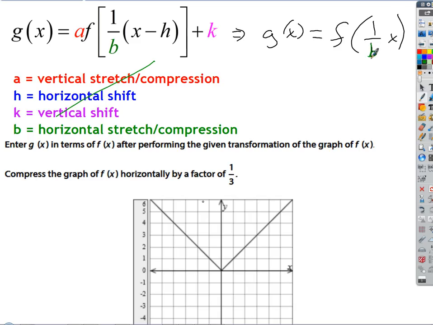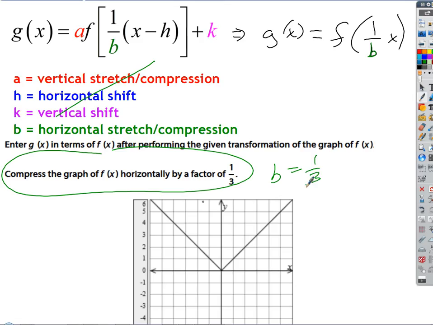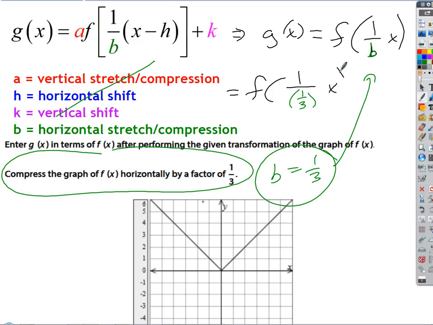Step 2, determine what the value of B needs to be. Not very hard. Compress horizontally by a factor of 1/3. What's that telling us? B equals 1/3, right? Step 3, plug it in. Plug that value in for B. And so we get f of 1 over 1/3 x. Okay, that's the answer, but that's not simplified.